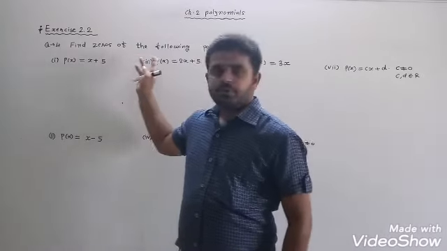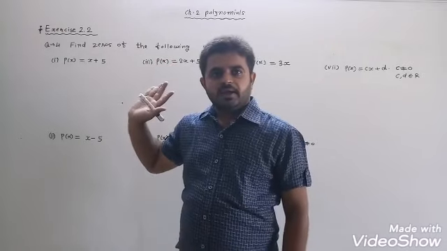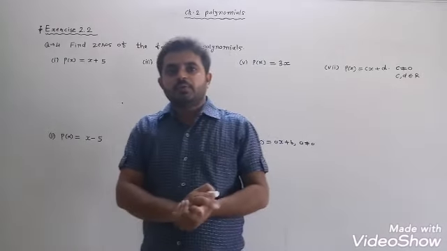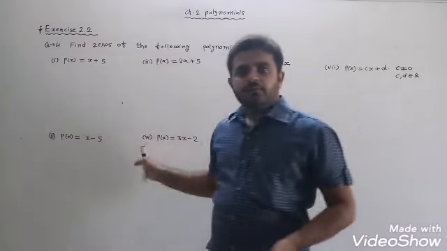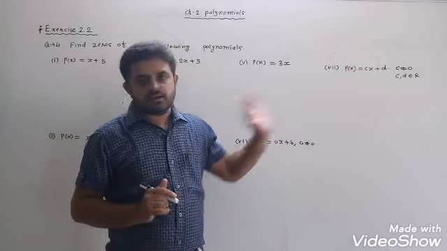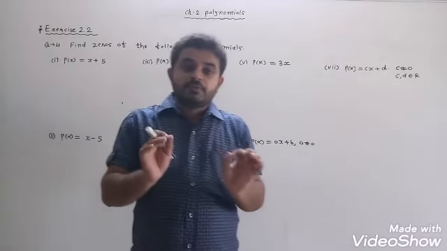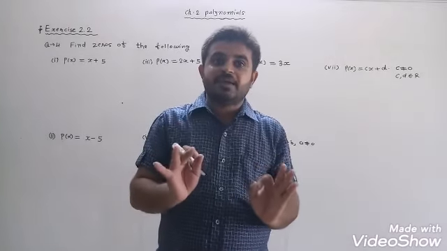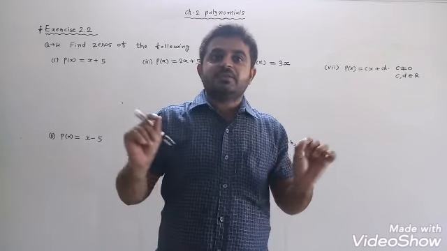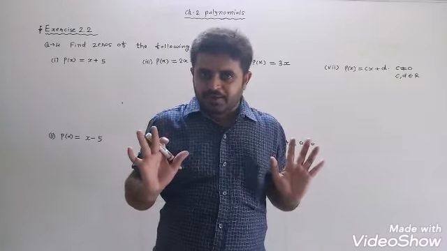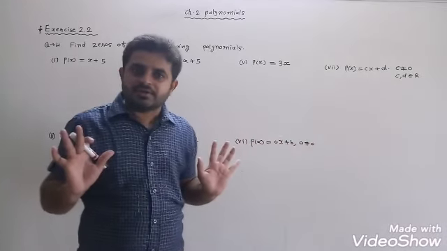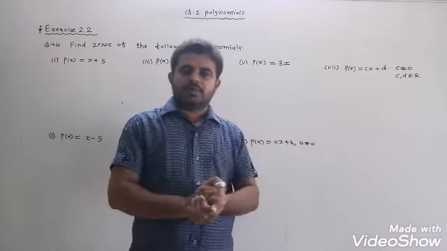Find the zeros of the polynomial, and 7 polynomials are given: first, second, third, fourth, fifth, sixth and seventh. If you observe all these polynomials, you will find that they are all linear polynomials. So we have to find the zeros of the linear polynomials.